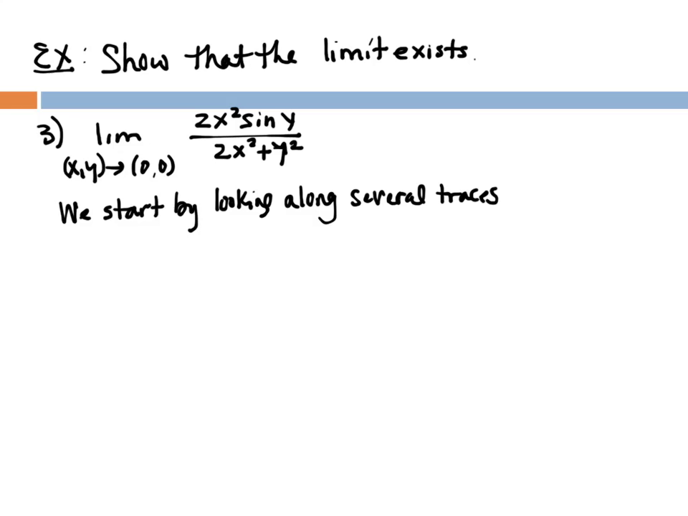So the first one we're going to do is the path where x equals 0. Okay, so that's the trace we're going to do. So we want the limit as (0,y) goes to (0,0). And what does our function actually look like if we use 0 in place of x? We get just 0. So this limit is 0 because we get a 0 in the numerator and we don't get it in the denominator, right? Okay, for the function itself. Let's do the path where y equals 0.